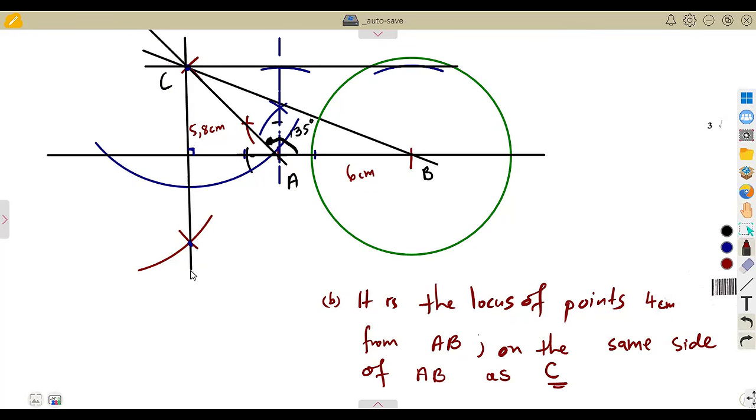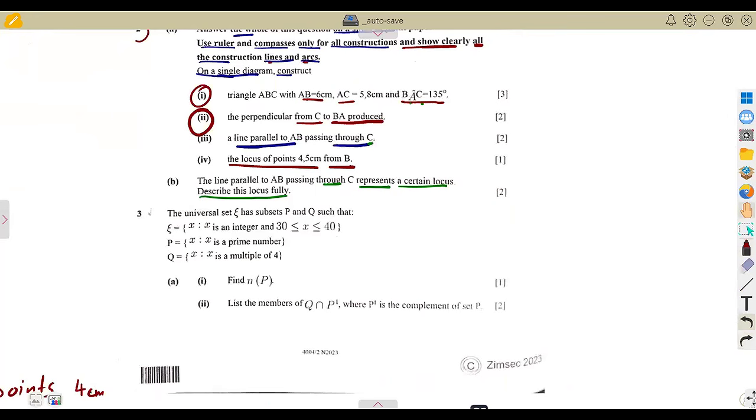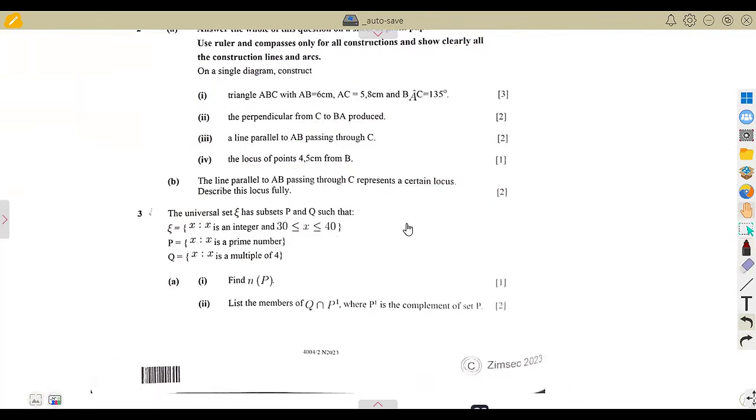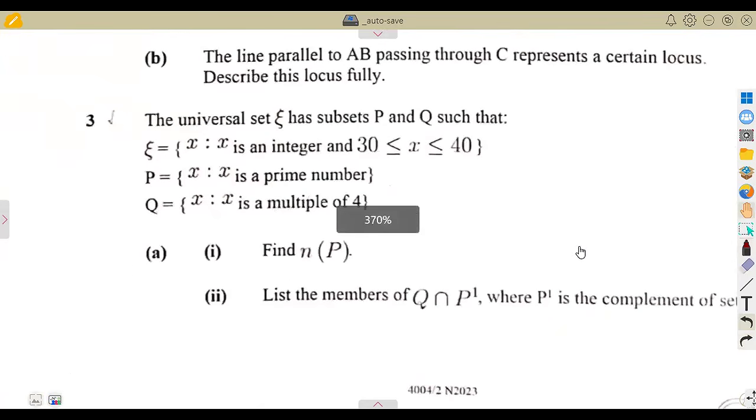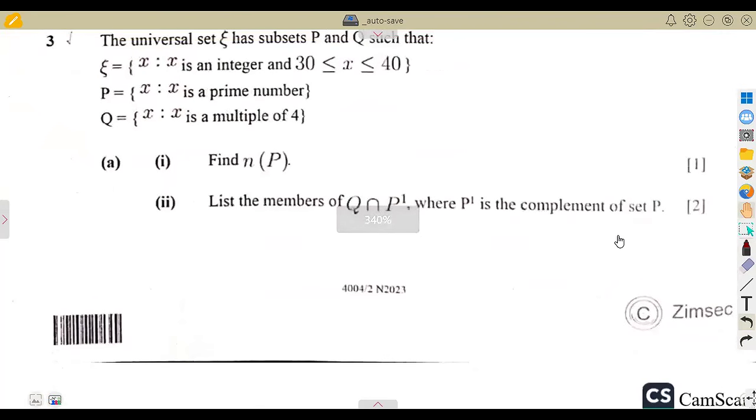So you must be careful when answering your question. It's not just locus of points equal to you. No. What exactly is given there? Is it the one that you're presenting? All right, so that was our construction. Like I said, in most cases you're supposed to have these constructions, question 4, question 5 later on, but that is what you had.